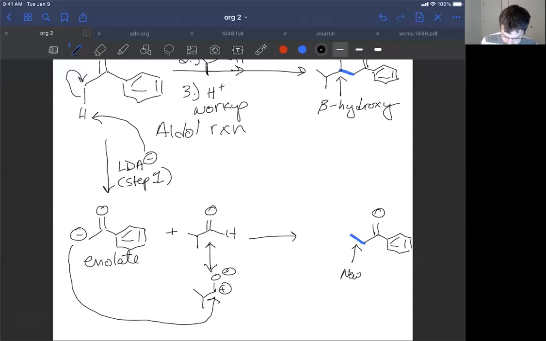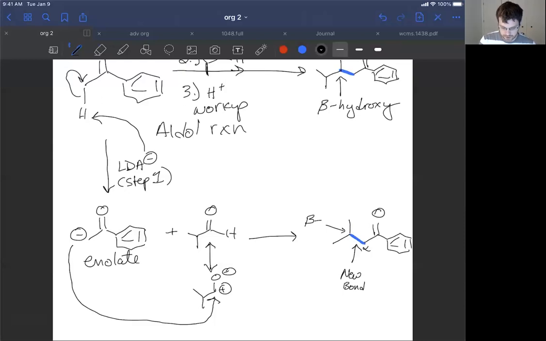And this new bond is going to extend from the alpha position, which was on the carbonyl originally. This was on our enolate originally, this alpha position. That's going to extend to a new carbon that's part of the carbonyl, and that's the beta position. So here is our beta position.